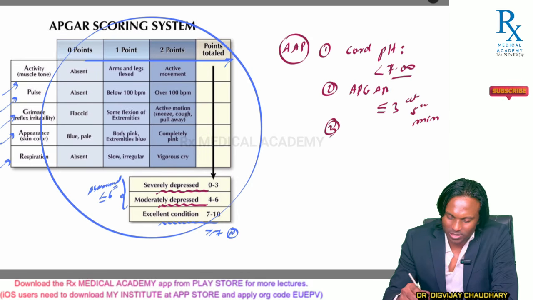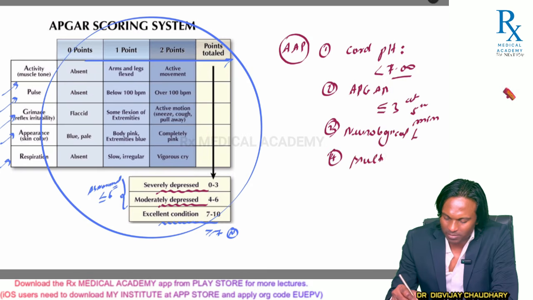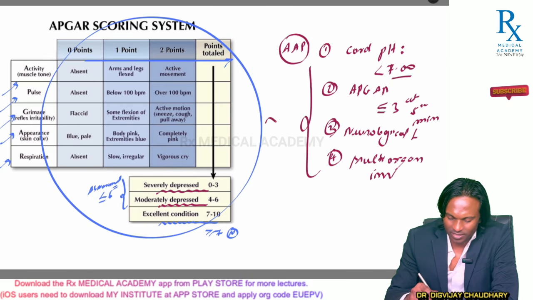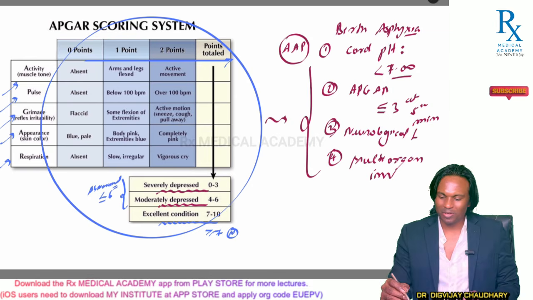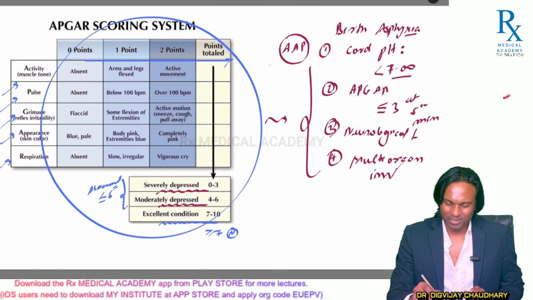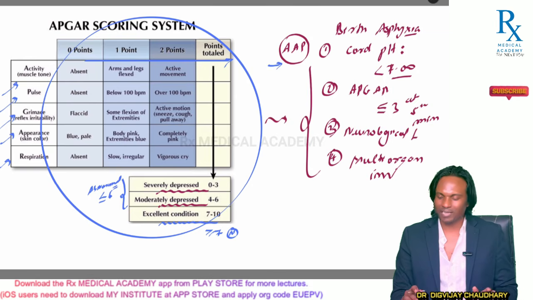What else? You have to demonstrate neurological dysfunction. You also need to demonstrate multi organ involvement. So this is the criteria for birth asphyxia as per the American Academy of Pediatrics. And we have other definitions of birth asphyxia as well, apart from the American Academy of Pediatrics.